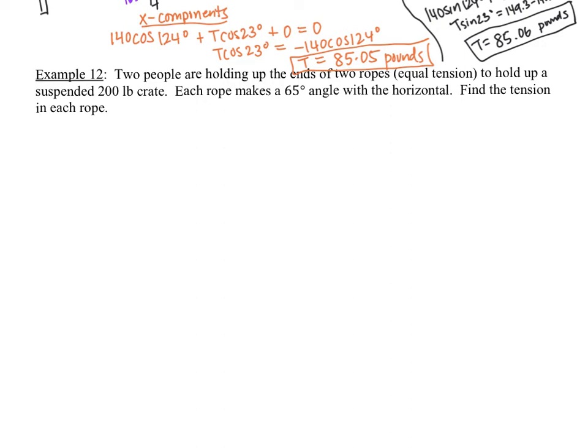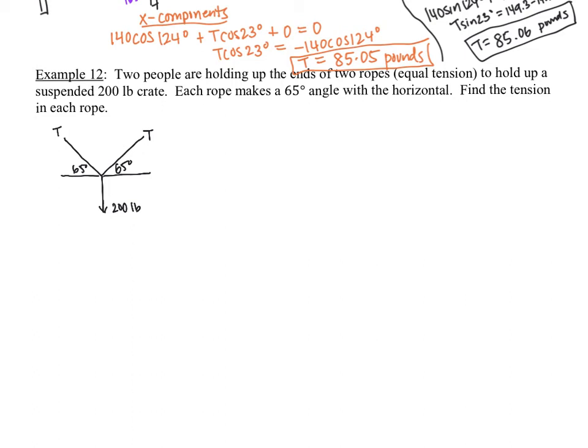Okay, so there's two ropes, one on the left and one on the right. They each make 65 degrees with the horizontal. They have equal tension, so I'll go ahead and call them each T. And they're holding up a 200-pound crate. The crate is pulling down because of gravity. Okay, find the tension in each rope.